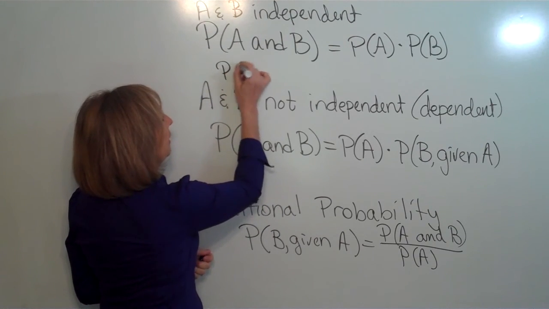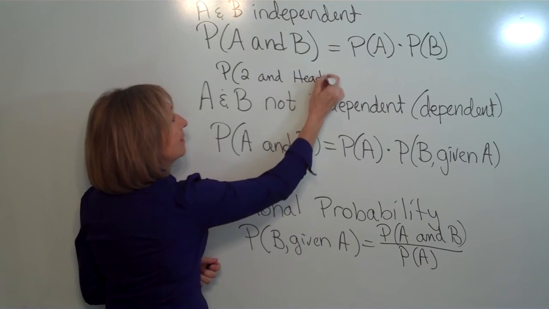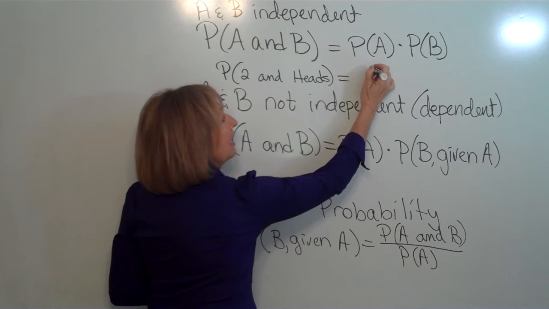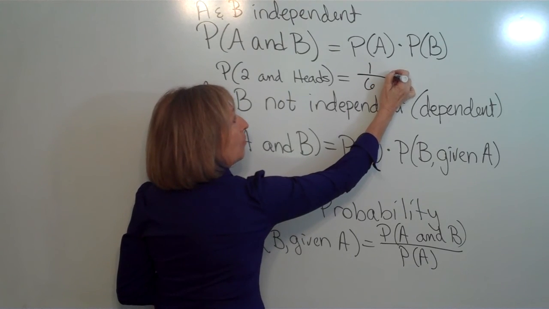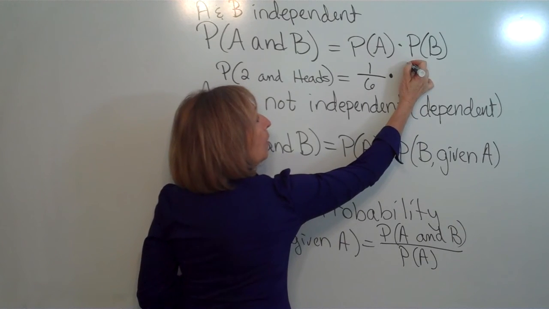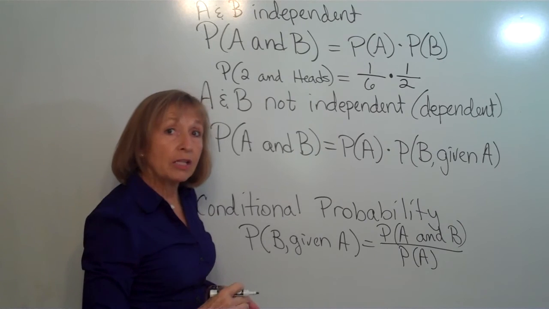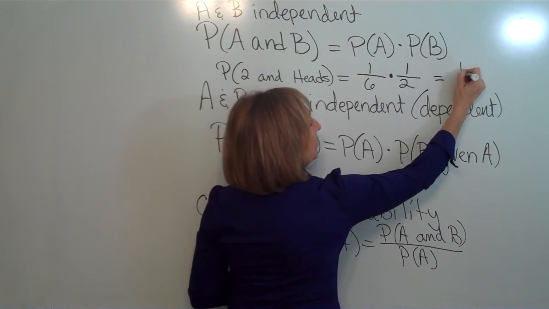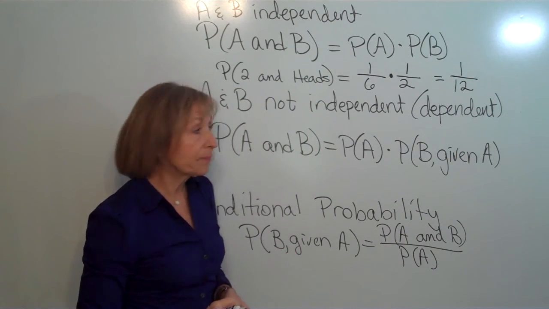So my probability of 2 and heads would be the probability of 2 on a 6-sided die, which is 1 face that is a 2 out of the 6 faces of the die. I multiply that by the probability of heads when I flip a coin, which is 1 side of the coin that is a heads out of 2 sides of the coin. When I multiply, you multiply straight across the top, straight across the bottom. So that's 1 times 1 is 1 over 6 times 2 is 12. So that would be a probability of 1/12.